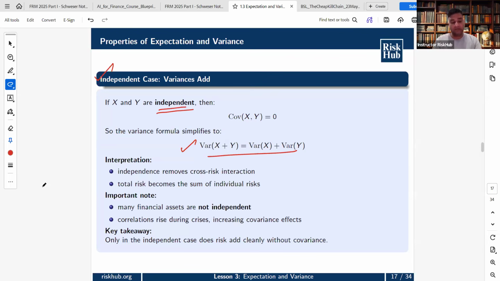Important real world observation: financial assets are rarely independent. In fact, during a crisis, correlation tends to one, correlation spikes, and assets start moving together. Diversification suddenly becomes less effective. This happened during the 2008 financial crisis, the COVID crash, and the LTCM collapse.